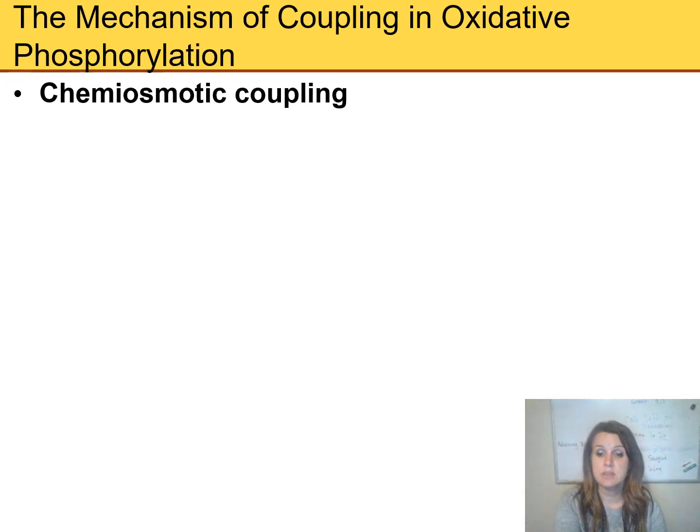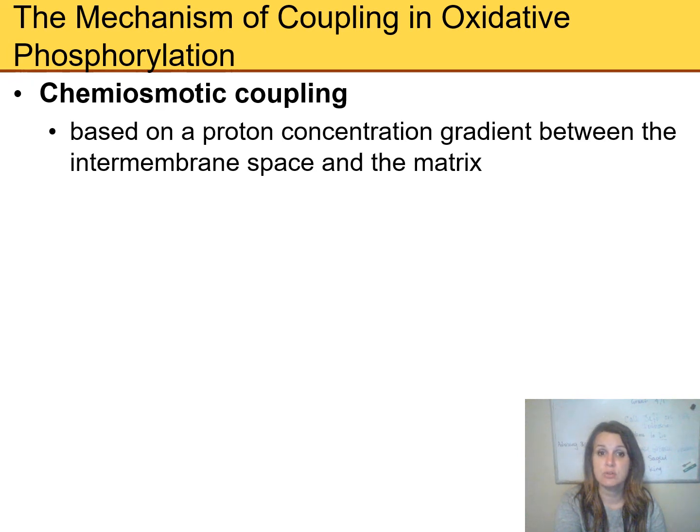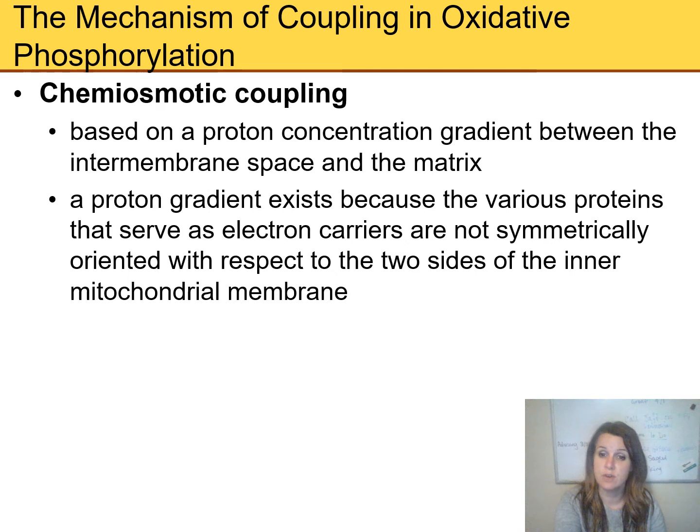I want to explain the mechanism of coupling and oxidative phosphorylation a little bit better. We have this process called chemiosmotic coupling that's based on the fact that a proton gradient exists between the intermembrane space and the matrix of the mitochondria. So why does that exist? Well, first of all, it's because the proteins that are going to be electron carriers in the electron transport chain are all oriented in one direction with respect to both sides of that mitochondrial membrane. They're not random, they're all oriented in a certain way.